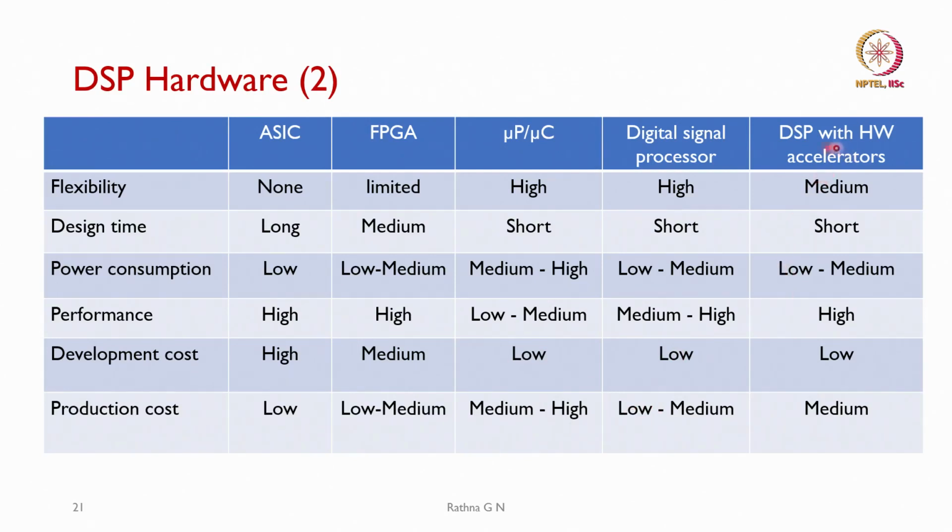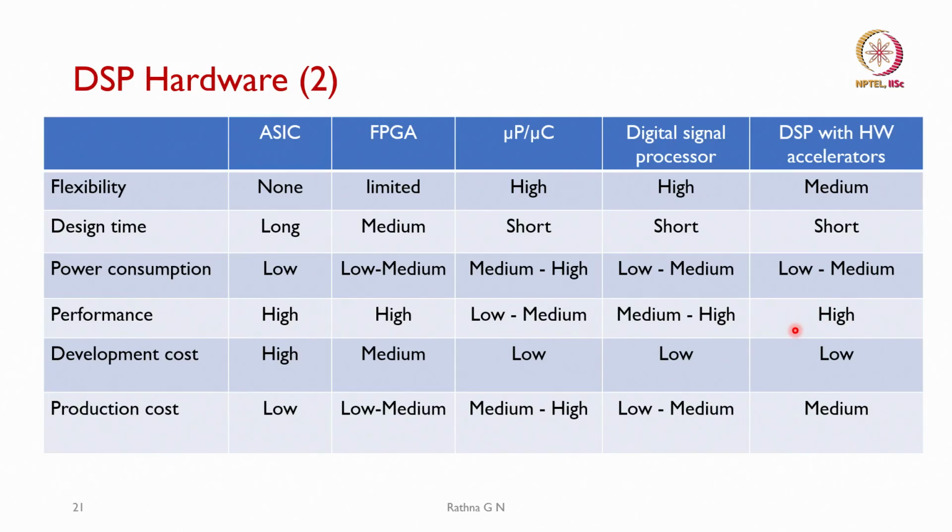Coming to hardware accelerators, the flexibility is going to be medium, because my accelerator is based on my requirement, what I have designed or what I am using. So, I will not have much flexibility, just like our FPGA we may have medium flexibility, whereas the design time in this is going to be short, and I can have power consumption between low to medium, and then performance is going to be very high, and development cost is going to be low in this, and production cost is going to be medium.